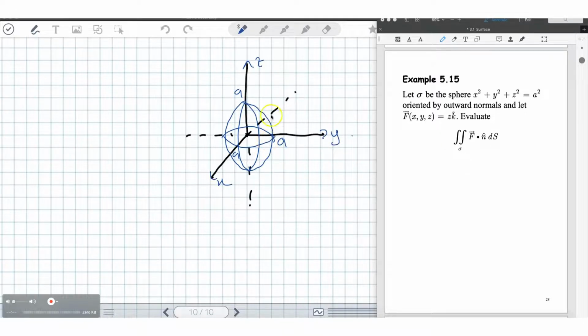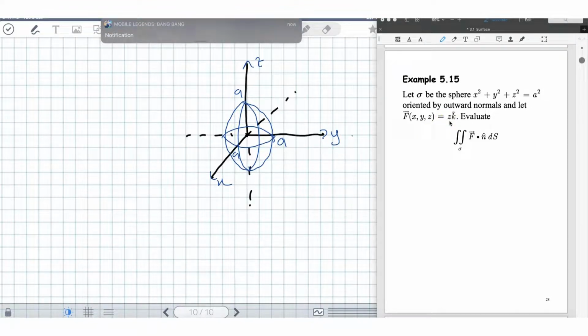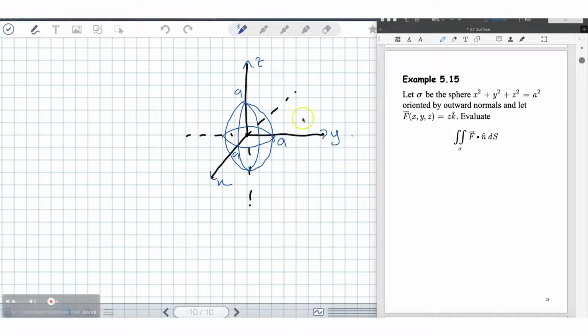So you have to evaluate the surface integral where the vector field over the sphere here is given by zk, which is (0, 0, z).